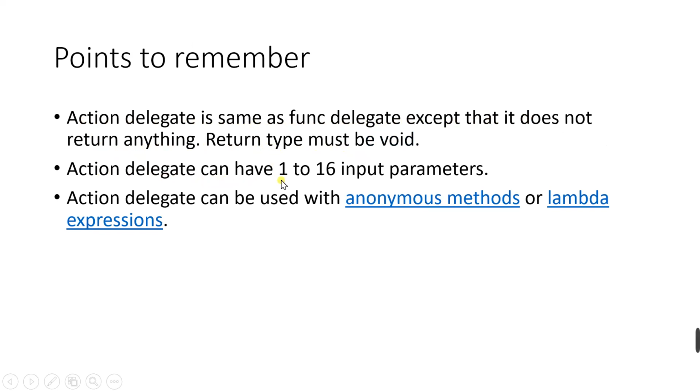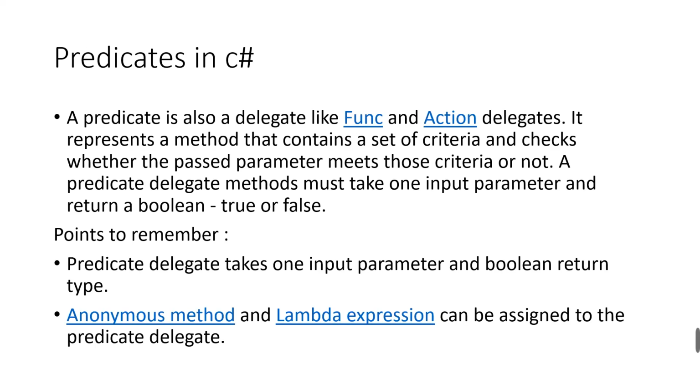An action delegate can have 1 to 16 input parameters, and an action delegate can be used with anonymous methods or lambda expressions. That means we already know that the best use of a delegate is the anonymous method. So since action and func are also delegates, that means we can also call anonymous methods through these delegates.